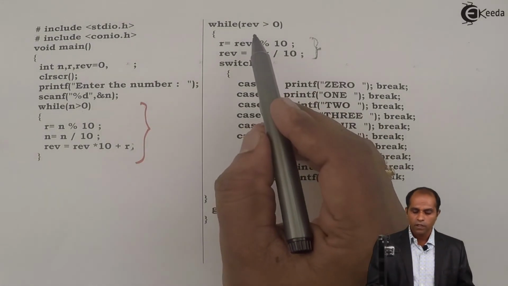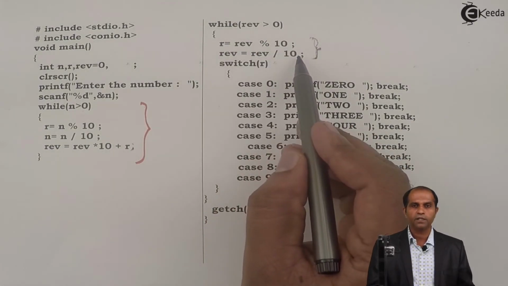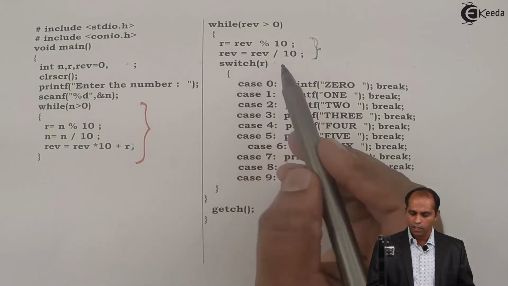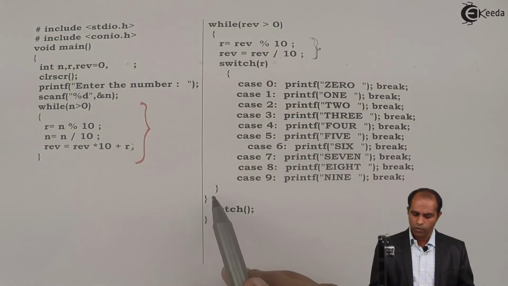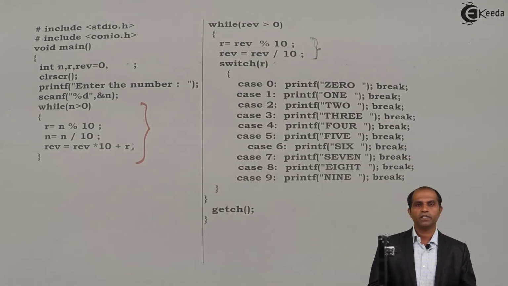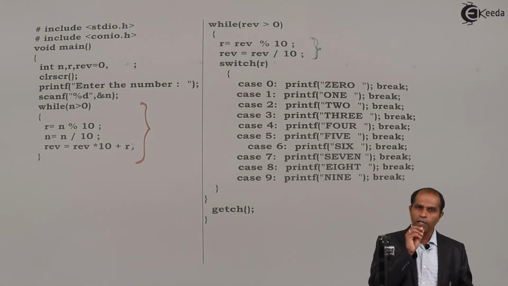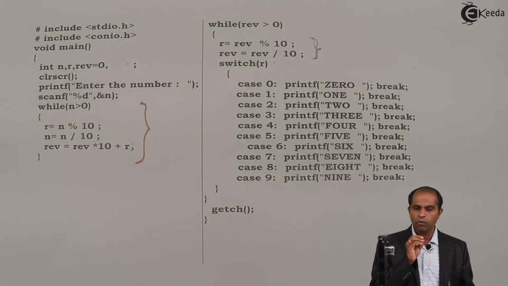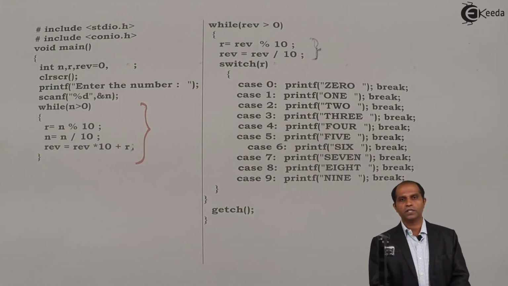Loop continues. 3 greater than 0. True. 3 mod 10 is 3. 3 by 10 is 0. Switch 3. Case 3. Printf 3. It will print 3. After that the break will take you outside. Go back. Rev is 0. 0 greater than 0. False. Quit. And end of this particular task. So here we have displayed the numbers in words just by avoiding printf R. You can now take this particular R for comparison for 10 different cases and print these digits in words.